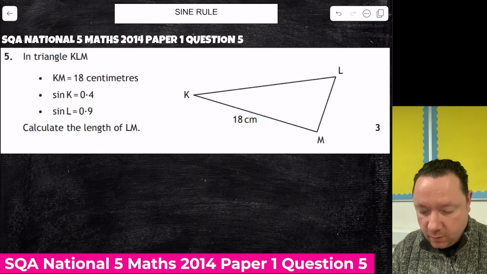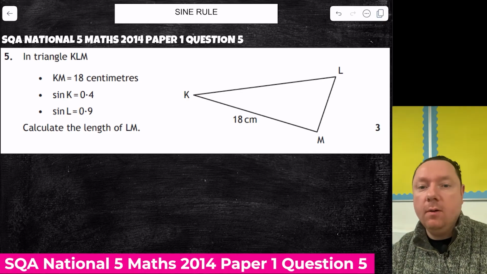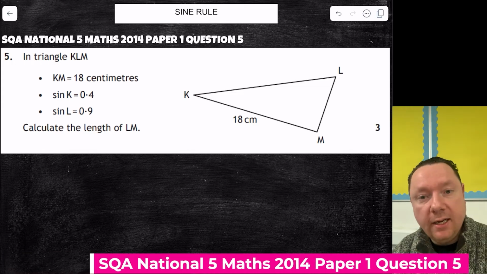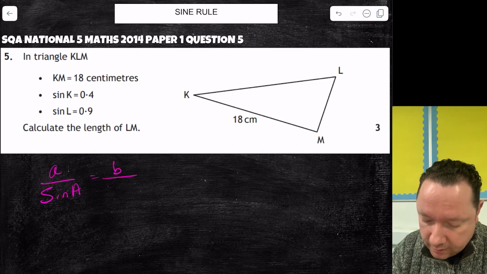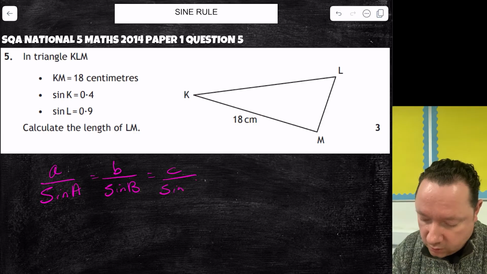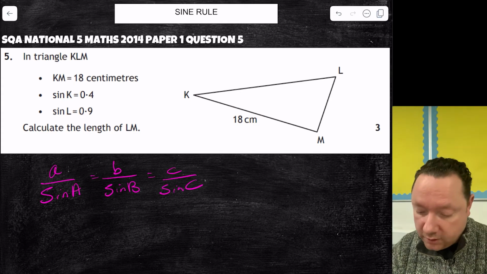SQA National 5 Maths 2014, Paper 1, Question 5. This time on the sine rule, unusual for a non-calculator paper, but it does happen. So checking the start of the exam paper, we've got a over sine A equals b over sine B equals c over sine C. Now you might be wondering, how did I know that this was the sine rule? So let's see how I knew this in advance. I've already actually looked at this question.